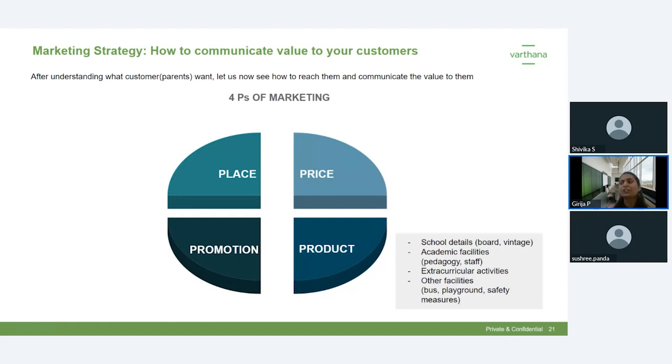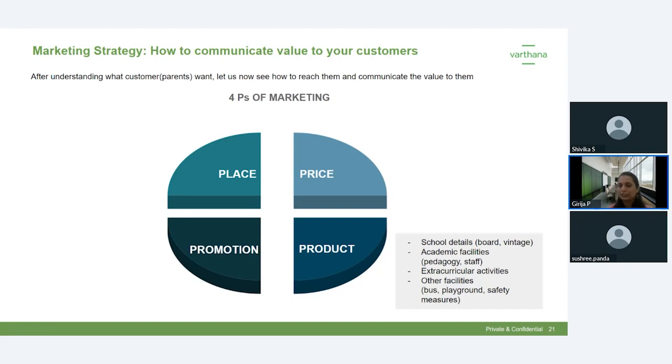quality of your teachers, what extracurricular activities you have to offer to the students, other facilities, bus, playground, safety. So whenever you are making any strategy, please keep this in mind. Whatever you have in your school, it should be communicated effectively to the parents, and they should perceive what you want to try to say.